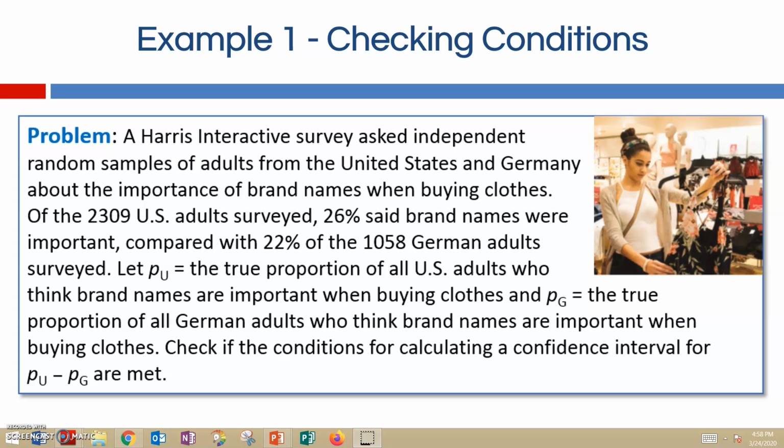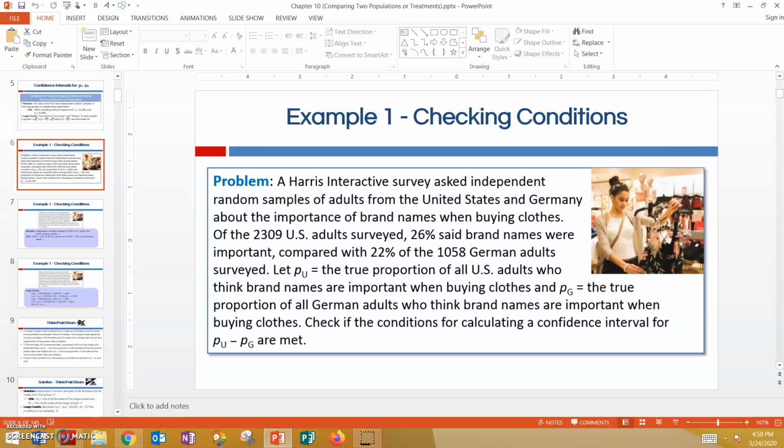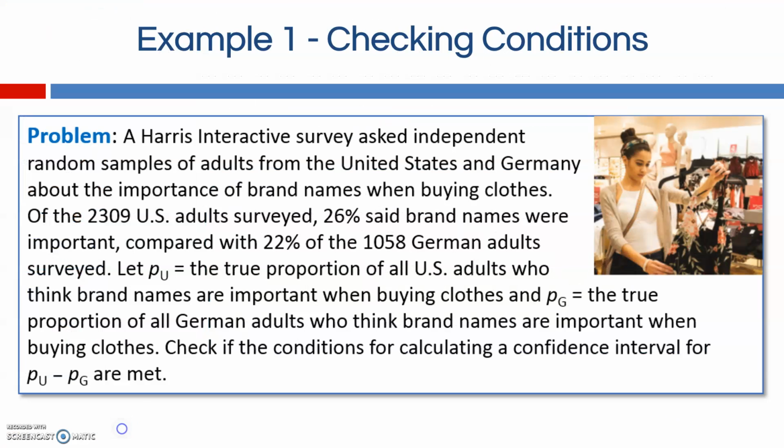Okay, so let's go ahead and highlight some key information here that we are going to need. For one, we've got the fact that these are independent random samples of adults from the US and Germany. That's a very important statement that needs to be made. We've got a sample size here of US adults of 2,309, and a p-hat for US adults of 26%. And we have a p-hat for the German adults, and we've also got a sample size for German adults.